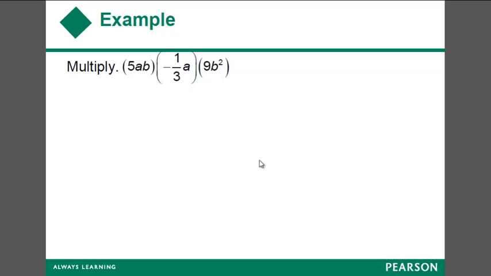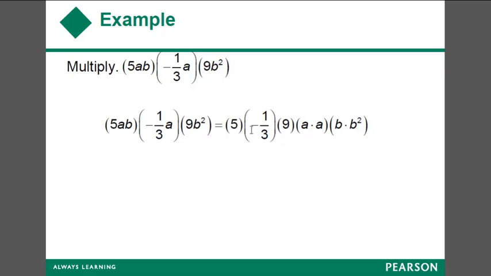Now if we look at this, I want to multiply 5ab times negative 1/3 a times 9b squared. Since everything is multiplied, I'm going to multiply all of my coefficients together and then multiply my variables together. Where I multiply my variables, I combine the variables with the same base, add their exponents, and keep the other variables separate. So I'm going to first rewrite it using the commutative and associative properties so that I can get all of my coefficients together, all of my a's and all of my b's together.